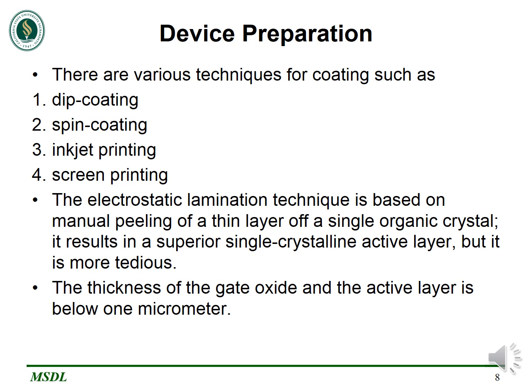For coating, various techniques are used such as dip coating, spin coating, inkjet printing and screen printing. But electrostatic lamination technique is based on manual peeling of a thin layer of a single organic crystal. It results in a superior single crystalline active layer, but it is more tedious. The thickness of the gate oxide and the active layer is below 1 micrometer.